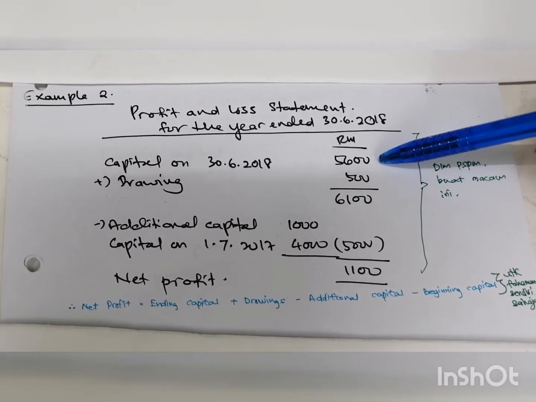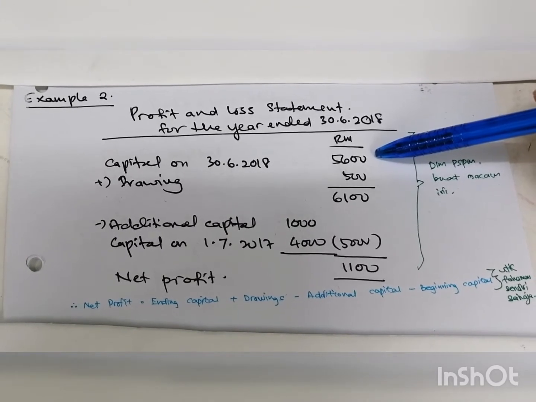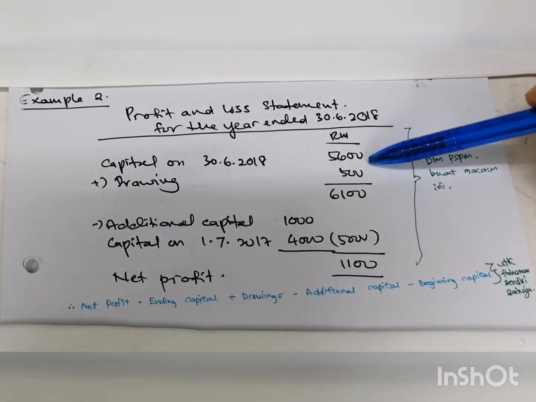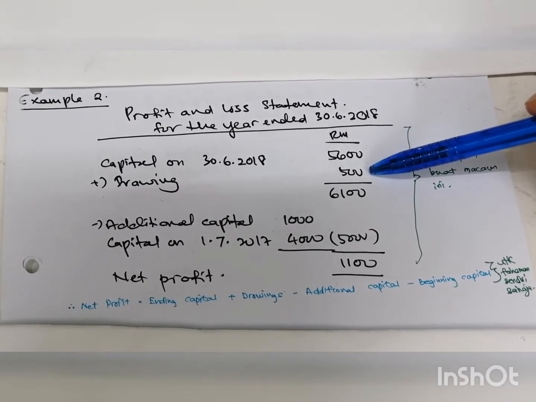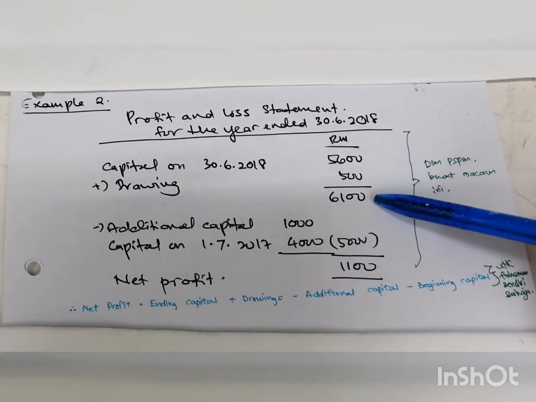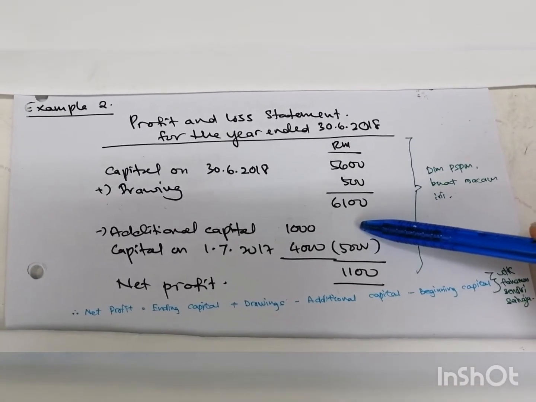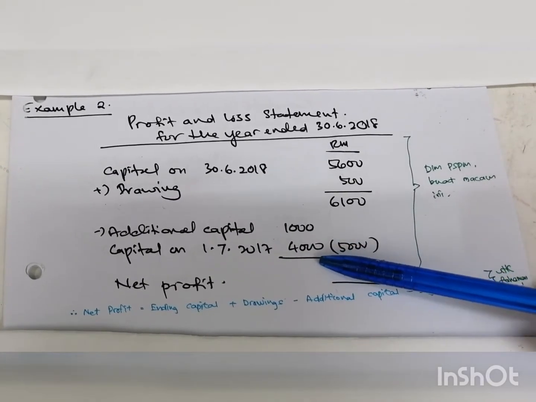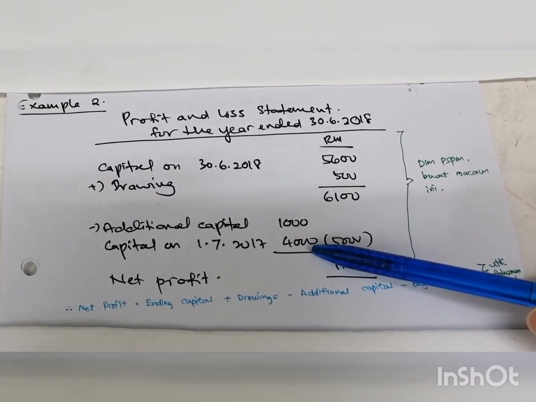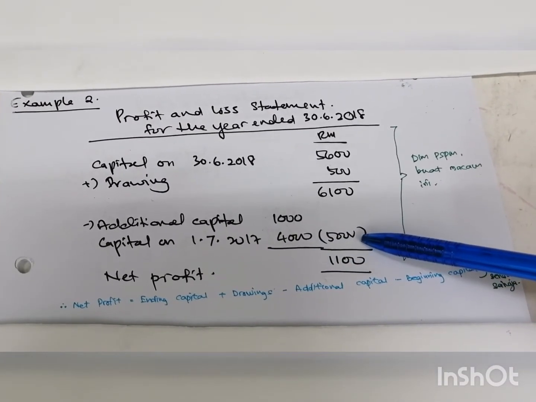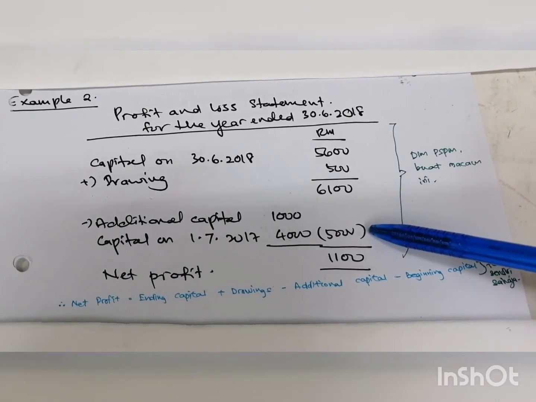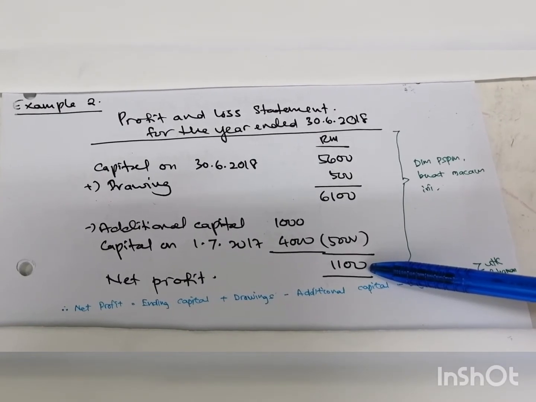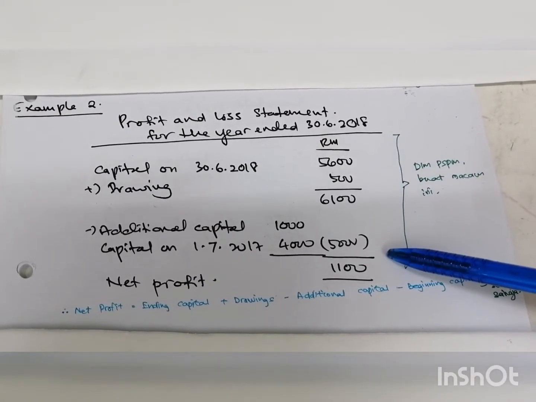So we shall put it in the account way. The capital on 30 June 2018 is 5,600 plus your drawing, you get 6,100, then minus your additional capital 1,000 and your capital on 1st July 2017, 4,000. So altogether it is 5,000. So this one minus this one, and you get your net profit 1,100. Okay, this is the account way to do the questions.